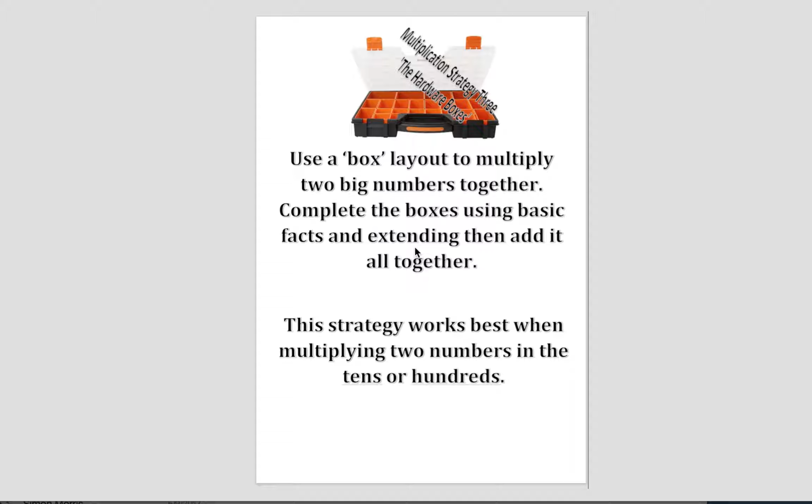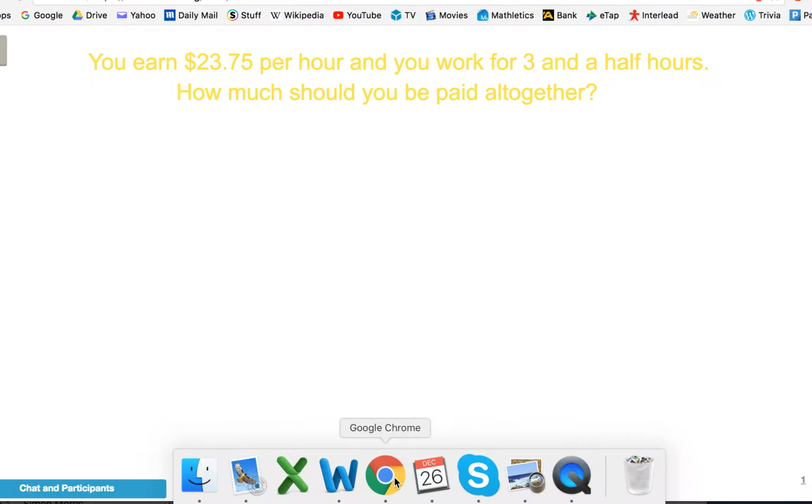Multiplication strategy 3, the box method. In these you use the box layout to multiply those numbers together. You complete the boxes just using basic facts and either extending or opposite extending if it's multiplication or division. This strategy works best when multiplying two numbers that are in the tens or hundreds, or in this example, numbers that have both got tenths or hundredths in them.